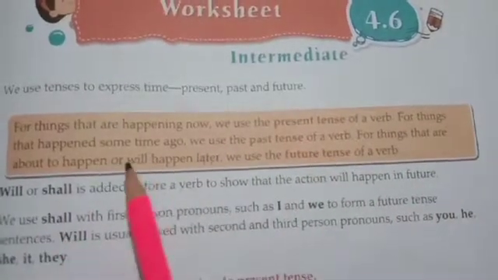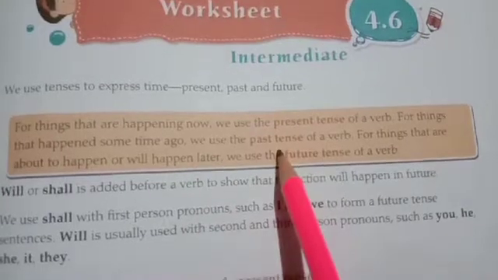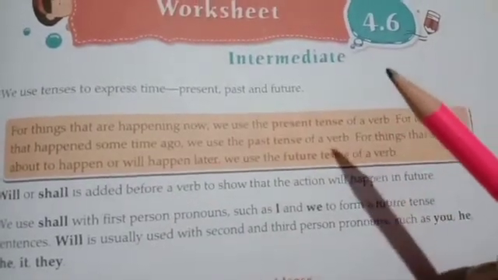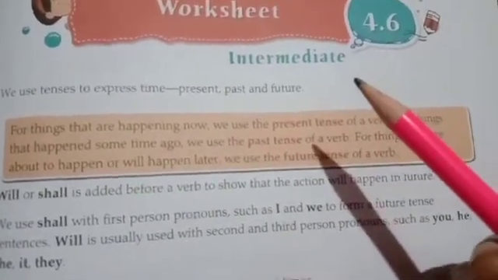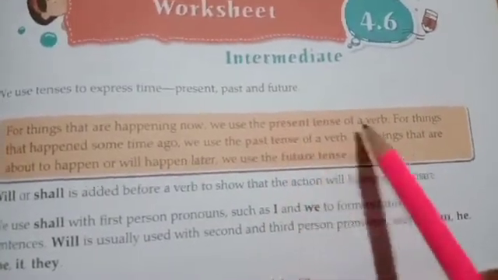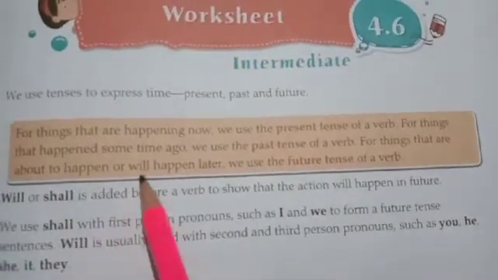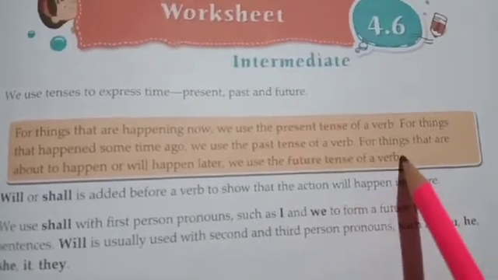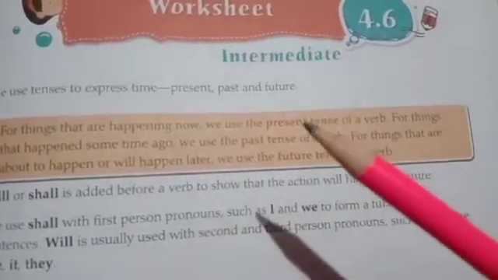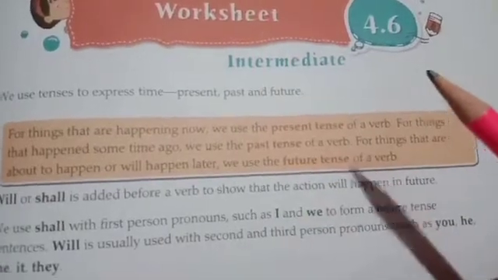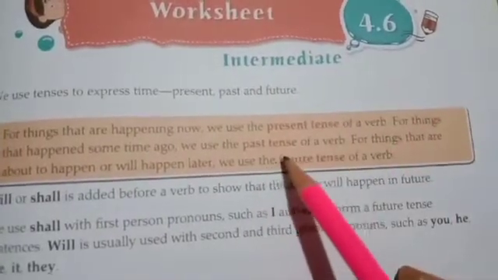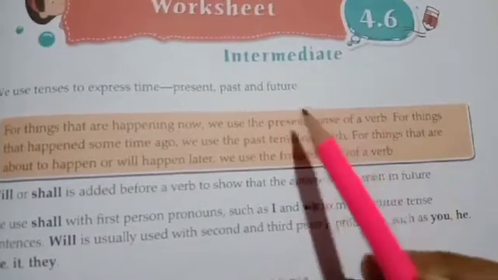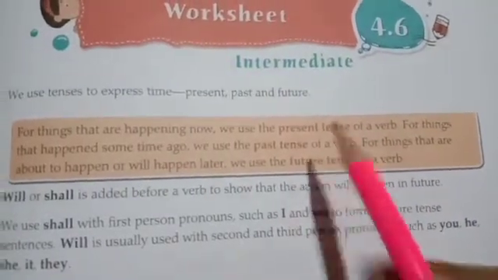For things that happened some time ago, we use past tense. The things which have already happened in the past, for that we use past tense. And for things that are about to happen or will happen later, we use the future tense of a verb. So for the things that are going to happen in the future, we use the future tense of a verb. So understood, present, past and future tense. Now see the next one.